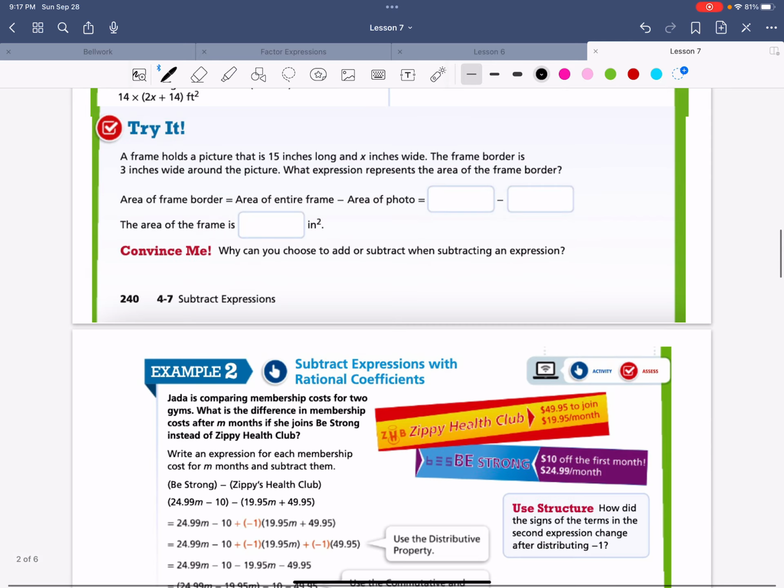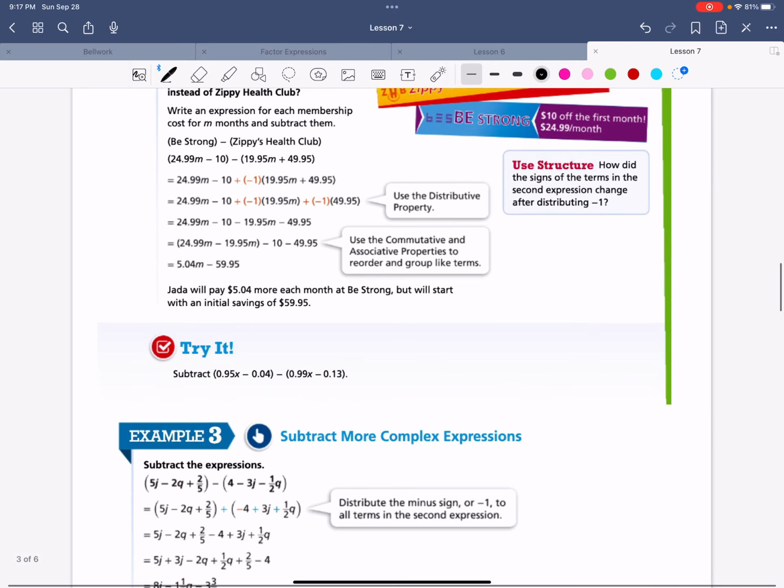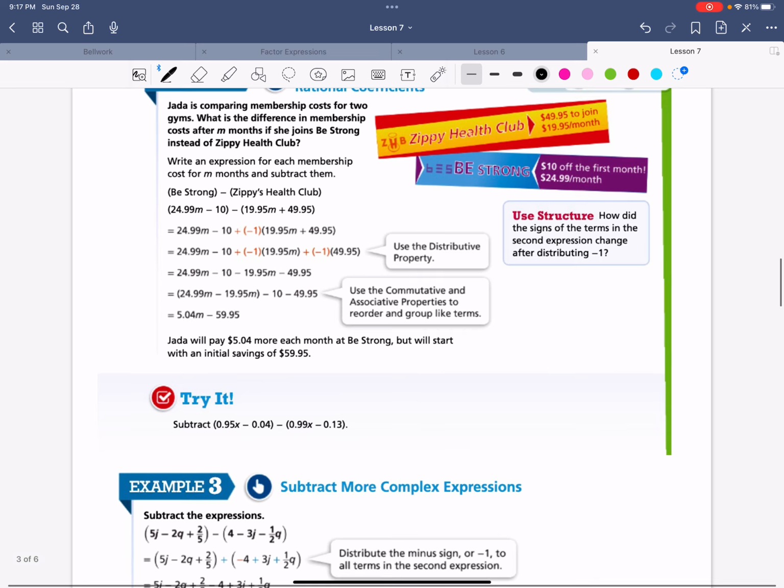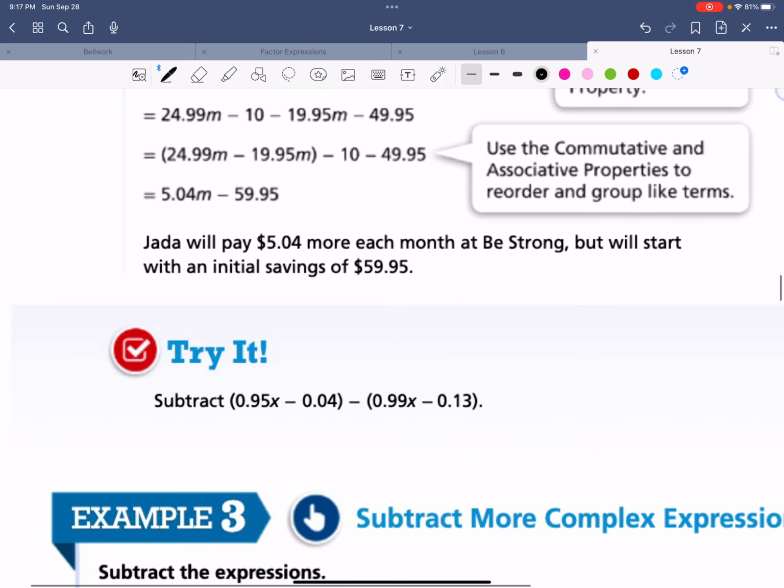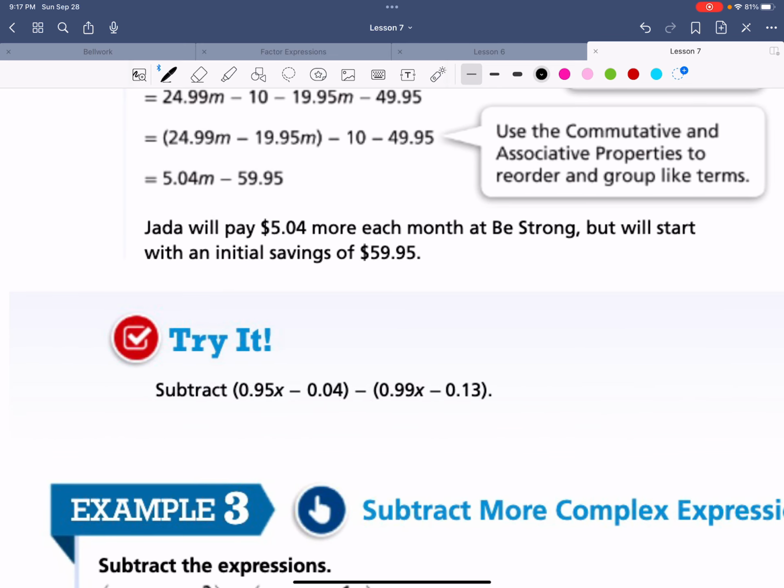So let's move on. I want to skip to the second example, Try it, on the next page so we can see an example of that. When we were adding yesterday, the first thing we did right away was we found our like terms. Today, our first step is always going to be to distribute that negative to the expression behind it.